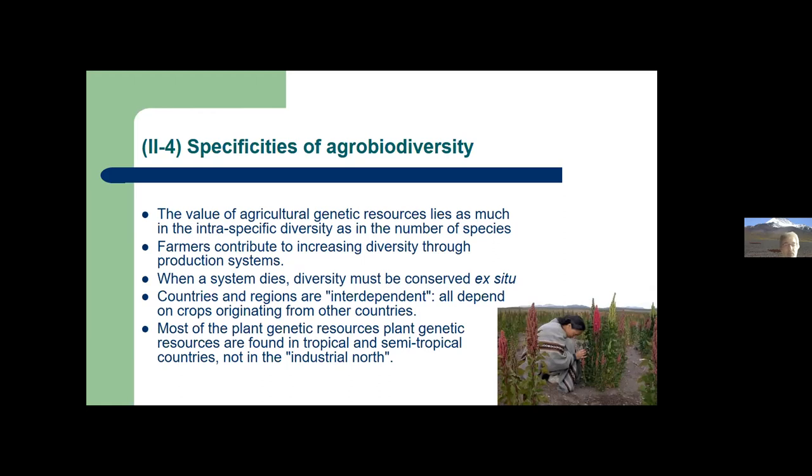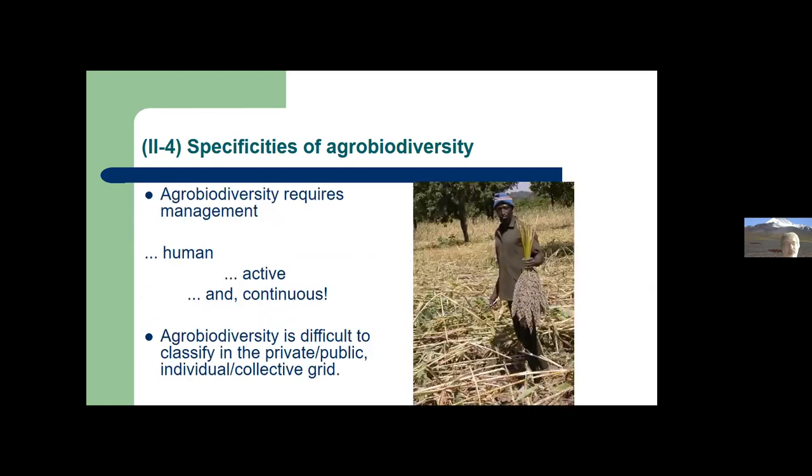And most of the plant genetic resources are found in tropical and semi-tropical countries, not in the industrial north. But maintaining agrobiodiversity requires active and continued human management, so it is important to consider farmers and farmer organizations to do this job.